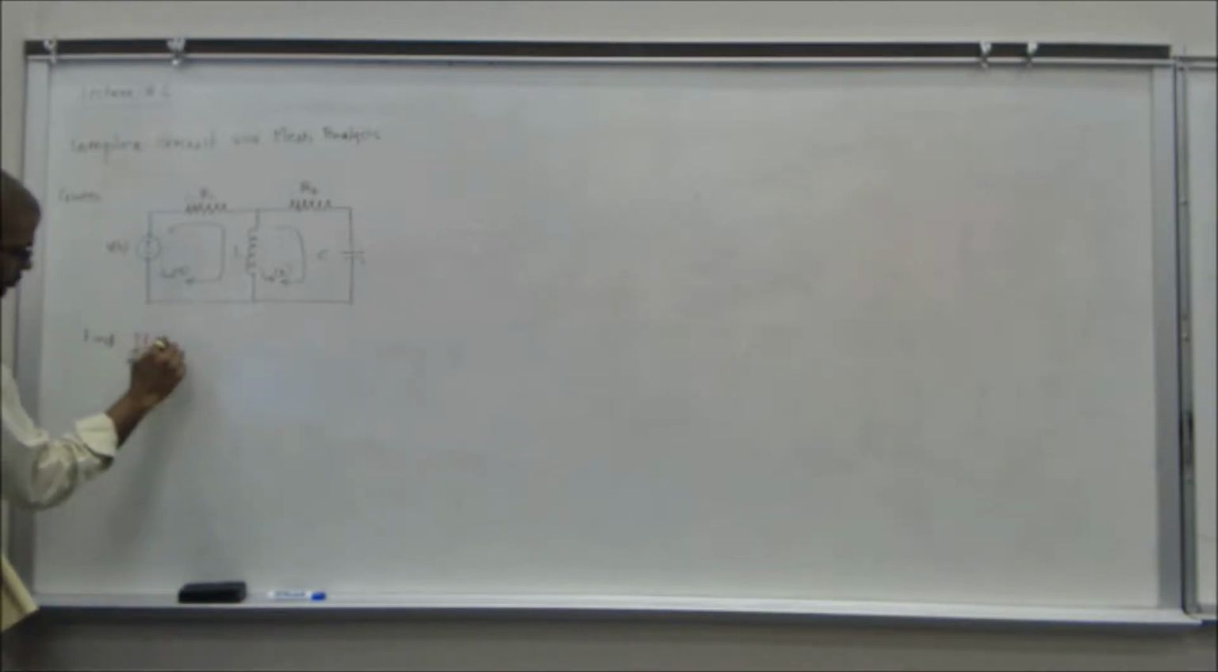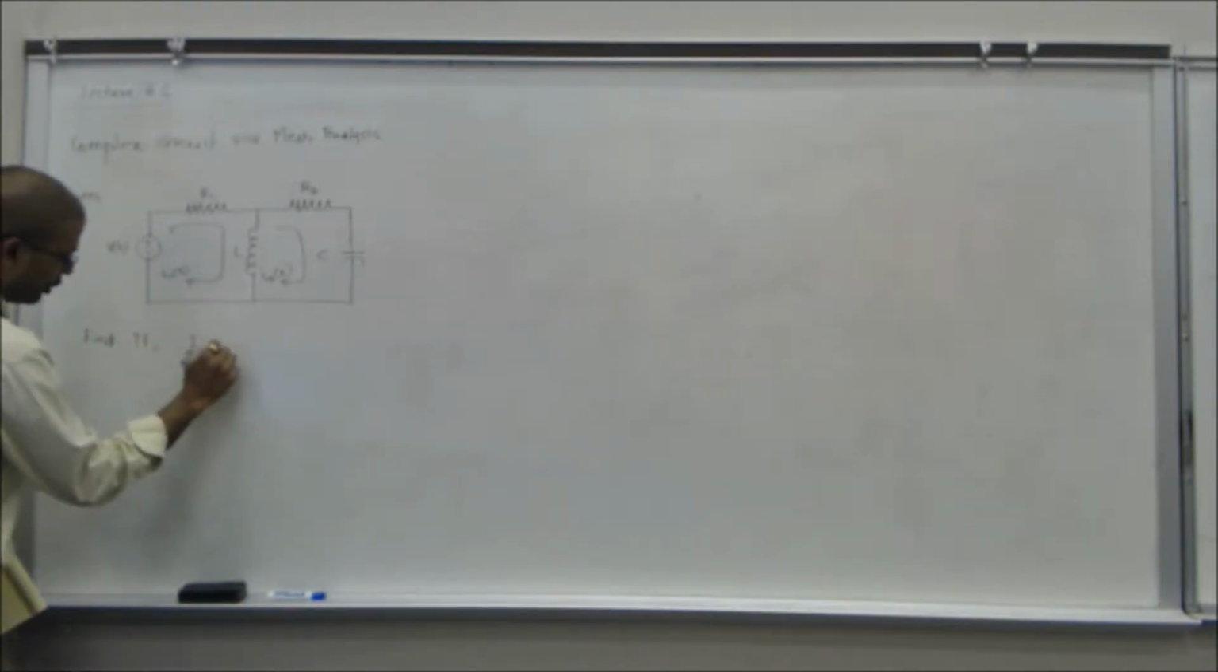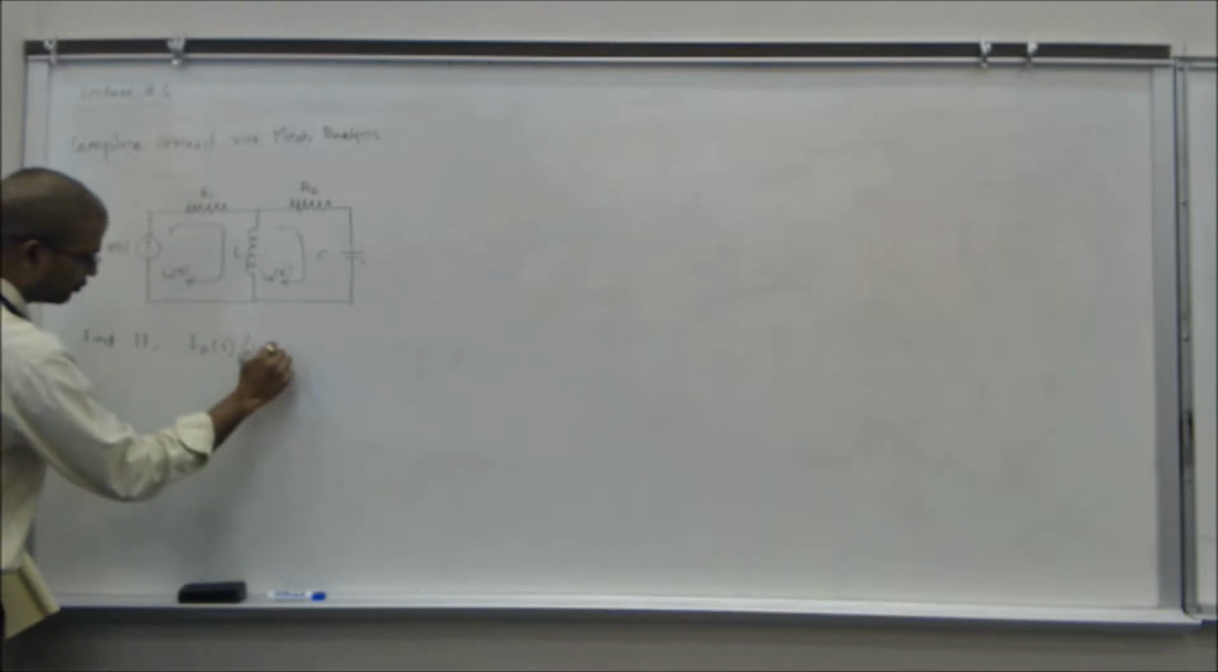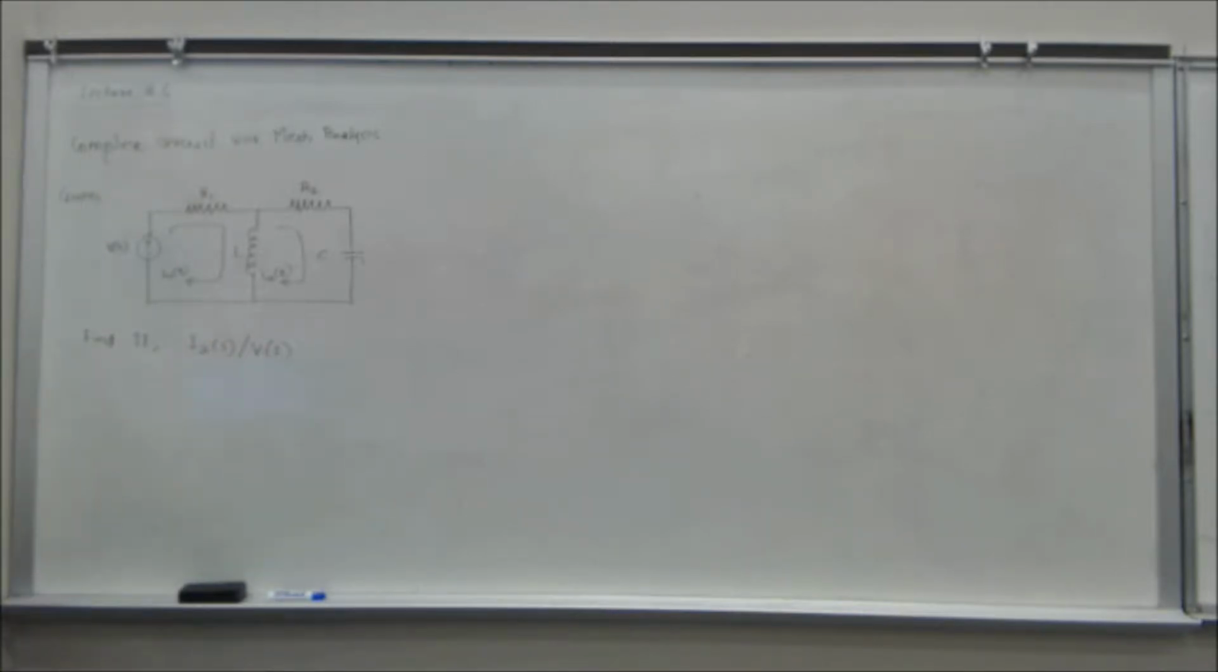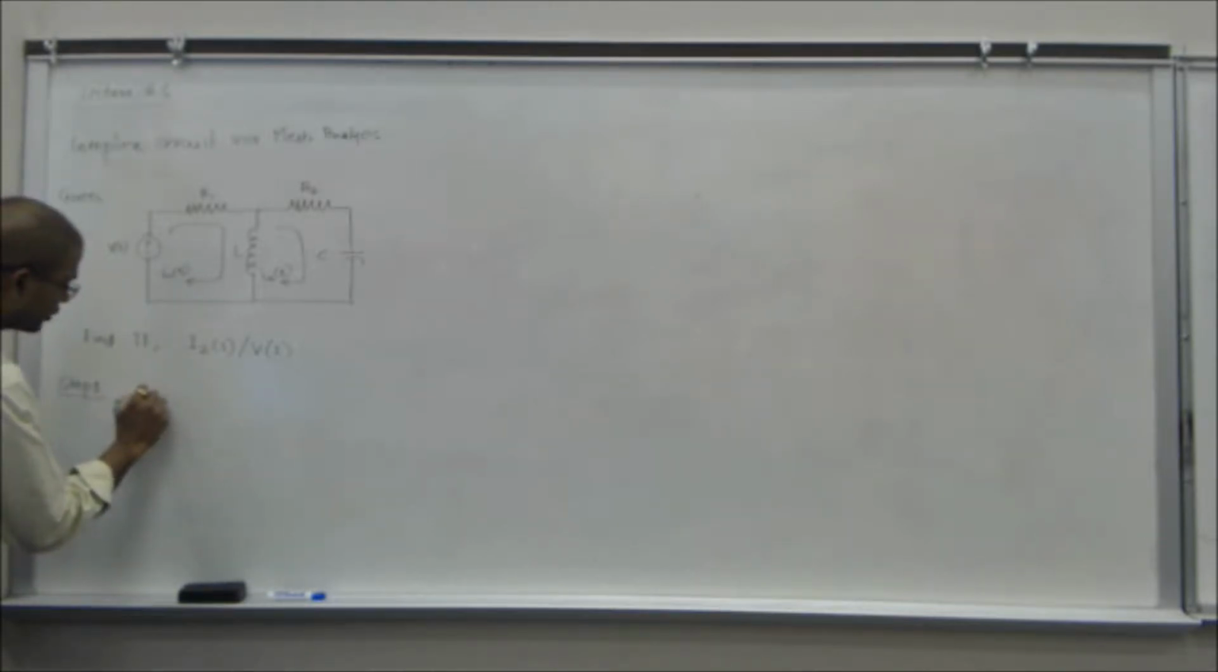the transfer function I2 of S over E of S. Okay? This is a simple question. So what you're going to do is, you will obviously not write down the question again in your question paper or your assignment, right? You're just going to start with step 1 and redraw the circuit with impedances and other circuit variables.